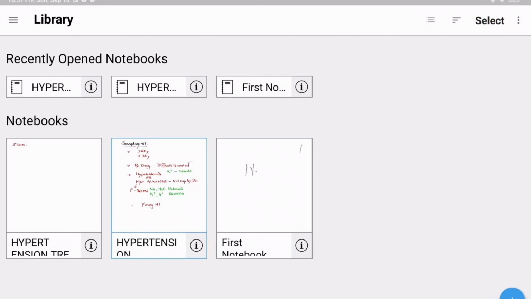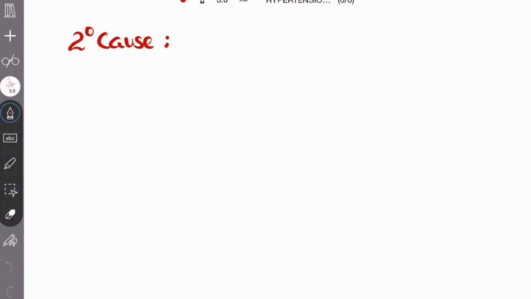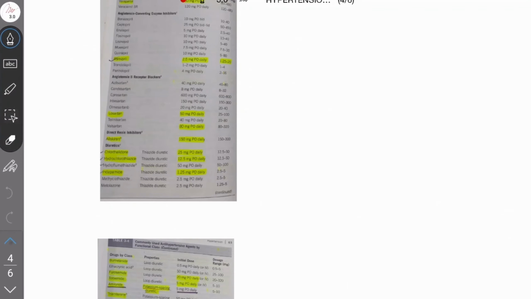When you're discussing secondary causes, it can be many, like primary aldosteronism, Cushing syndrome. It can be coarctation of aorta. It can be pheochromocytoma. Many others have been there. So next are the drugs that we are dealing with.